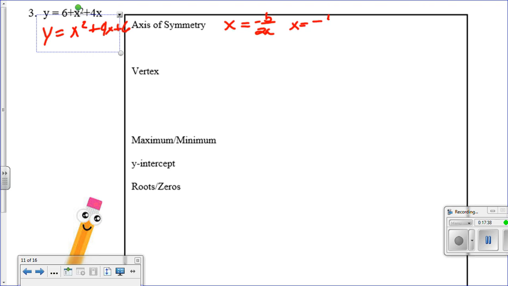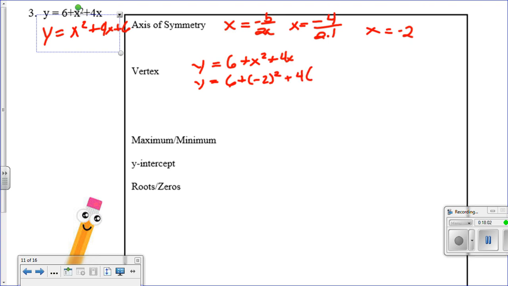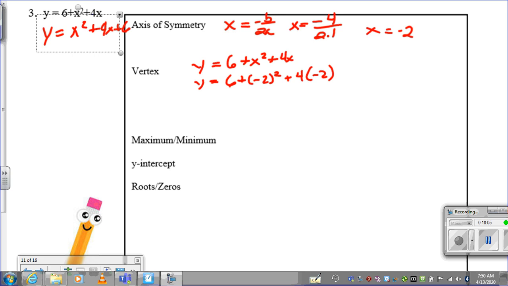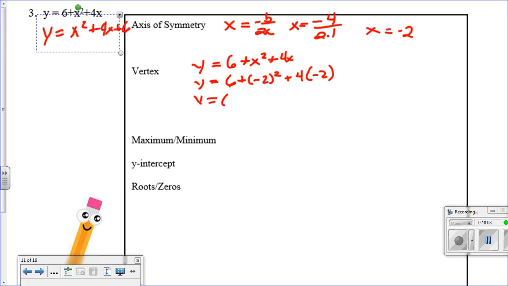So negative 4 all over 2 times 1. So negative 2. Your vertex. So y is equal to negative 2 squared plus 4 times negative 2 plus 6. So 4 plus 6, which is 10, minus 8. 10 minus 8, that would be 2. So your vertex is negative 2 comma 2.